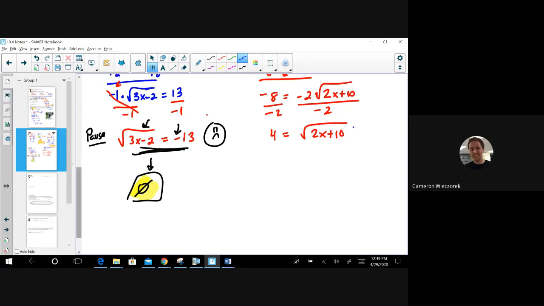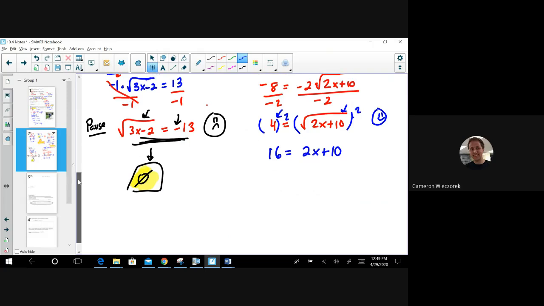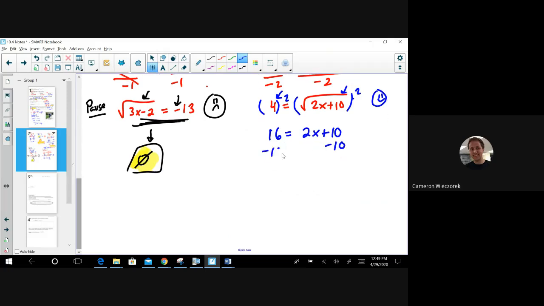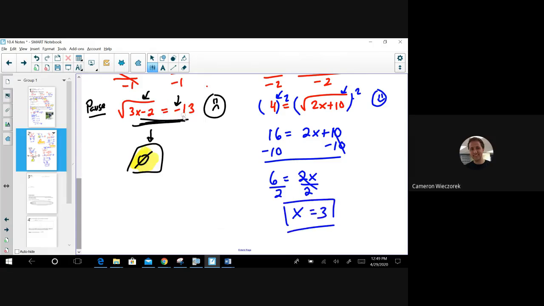So this is the stage where I examine it. I have the rad all by itself, and it's equal to a positive number. Happy face this time. That's good. I just don't want the rad to equal a negative. So now I square both sides to get rid of the radical. So I get 16 equals, radical is gone, this is just exactly what you see underneath the rad, 2x plus 10. And I solve it like a normal equation now. -10 minus 10. 6 equals 2x. And then divide by 2. So I get x equals 3. Plug it back in, check it. And this one you'll notice will work if you plug it back in.